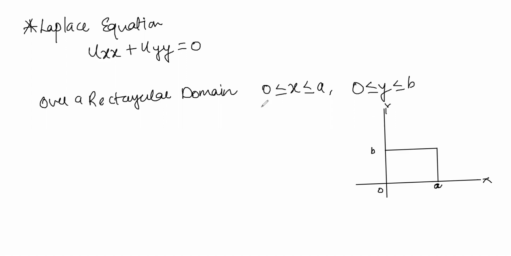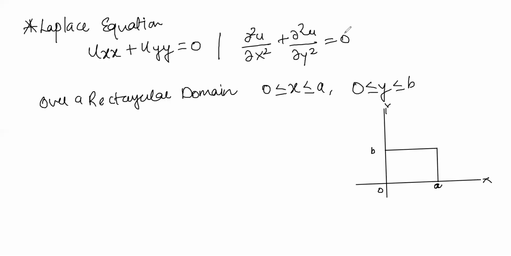So suppose you have a Laplace equation to solve. This is nothing but the partial derivative of u with respect to x. Most of the time we can even write it this way: del square u upon del x square plus del square u upon del y square equal to 0. When we have an equation of this type, we can find which category it belongs to.